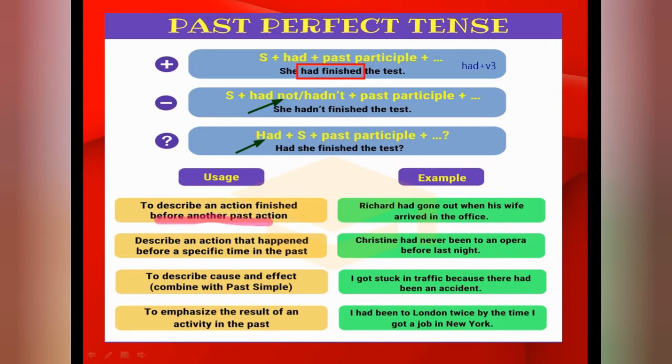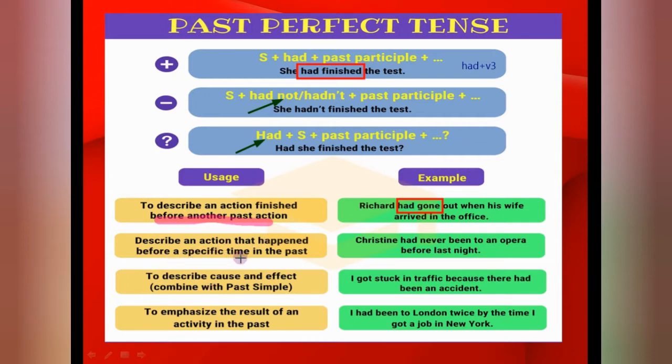Now see, Richard had gone out when his wife arrived in the office. In this sentence two tasks have been done. The first one, his wife arrived in the office. After that what happened? Richard had gone out. So after completion of one task, if we do a second task, that will come in past perfect tense.